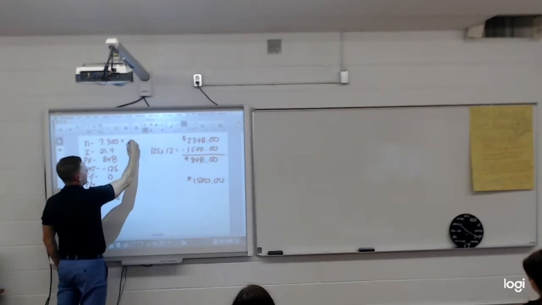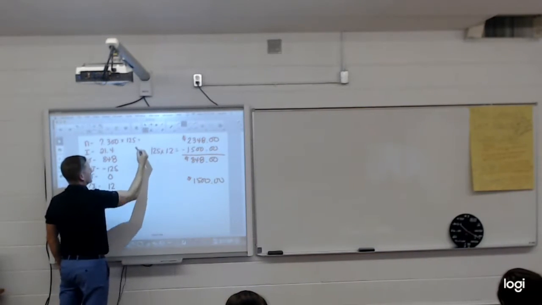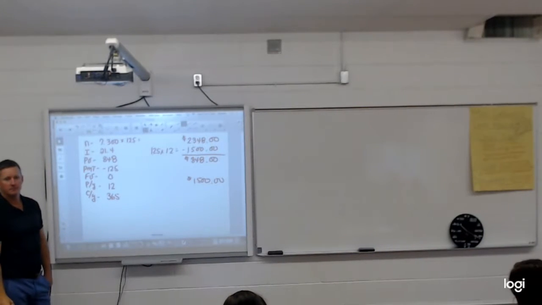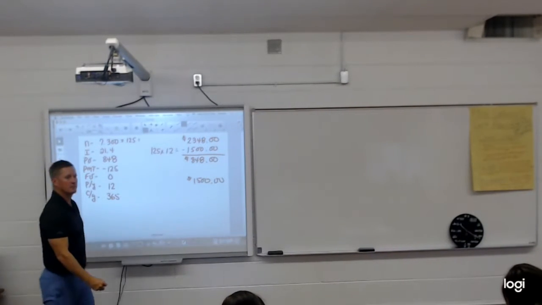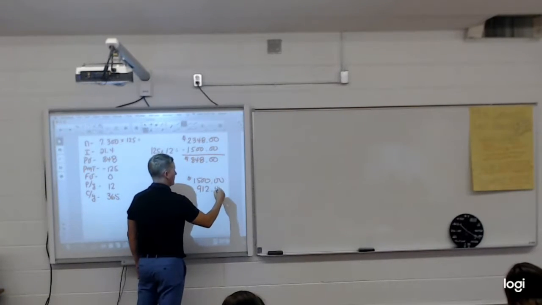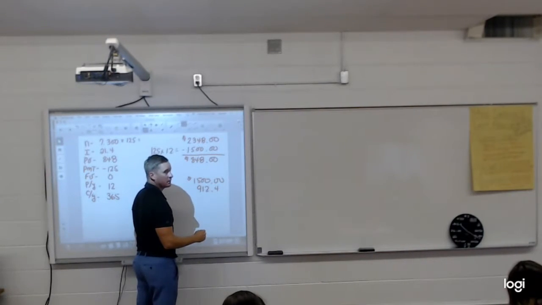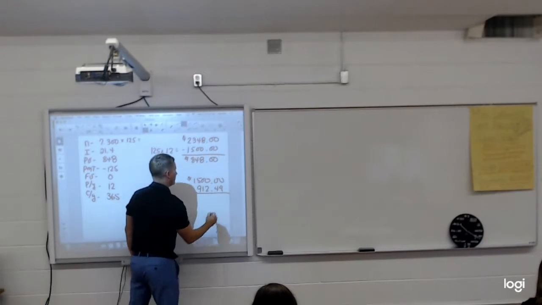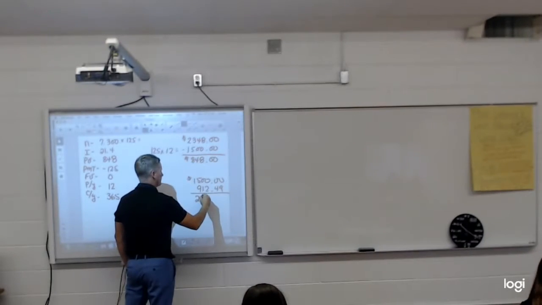So now what do we do? Multiply that by 125. $912.49. Two decimal places, right? Because we're in money. Perfect. Okay, so how much did it cost?